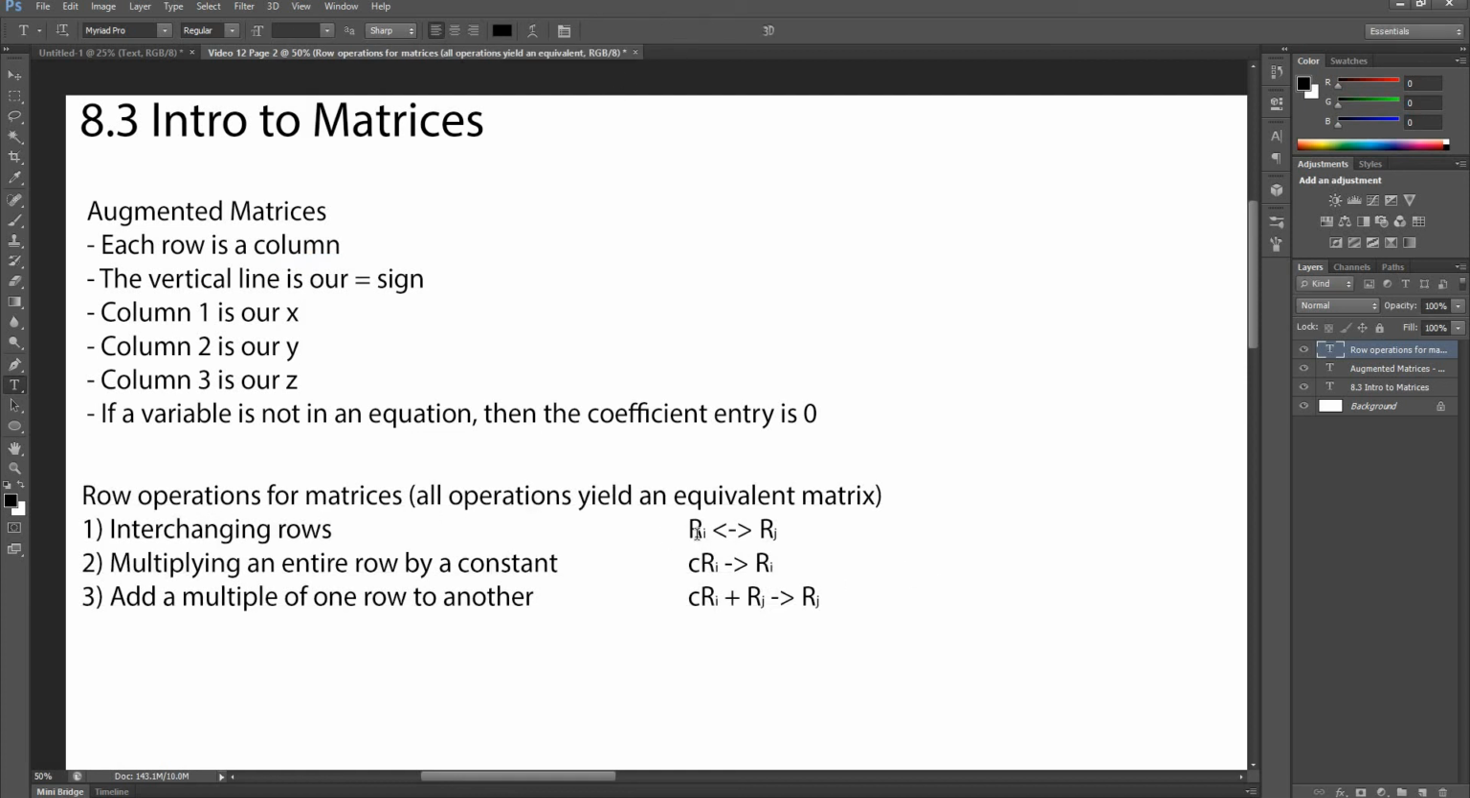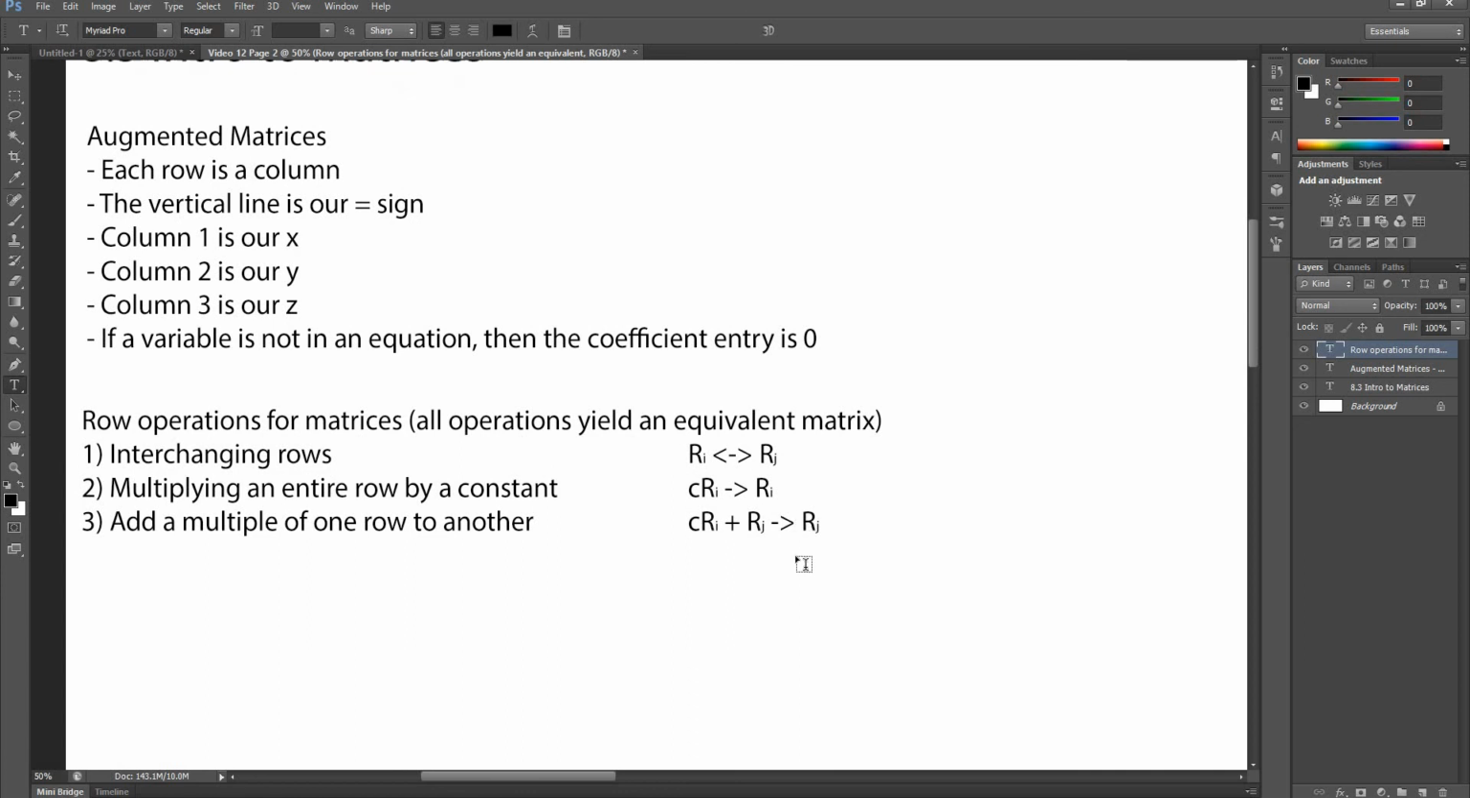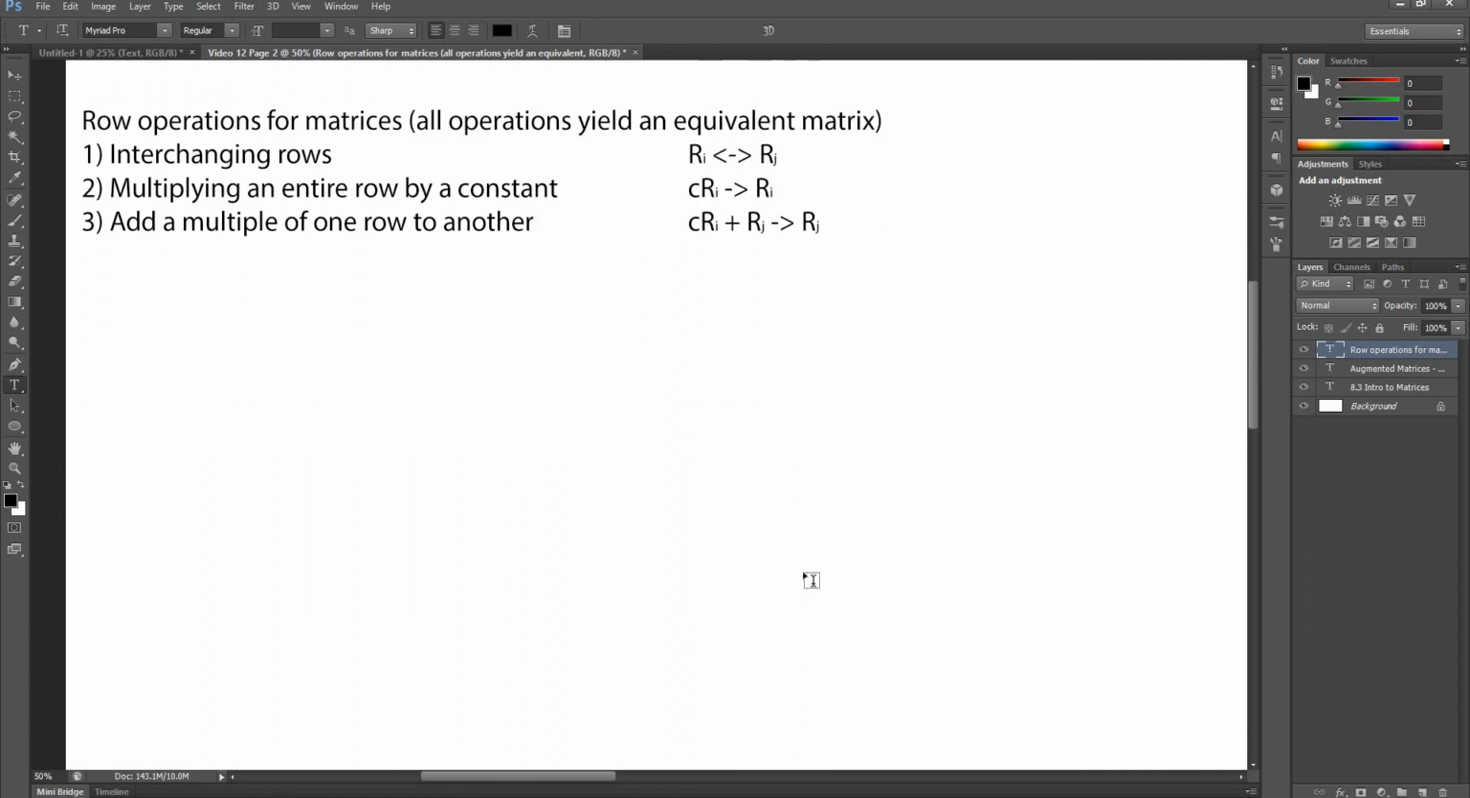So again, I can interchange, say, row I and row J. That gives me an equivalent matrix. I can multiply an entire row by a constant. That will give me an equivalent matrix. I can add a multiple of one row to another row. So I could take c times Ri, add it to Rj, put it back into row J, and get an equivalent matrix. We're going to do an example. I'll give you 2 to try on your own, and then we are all set.